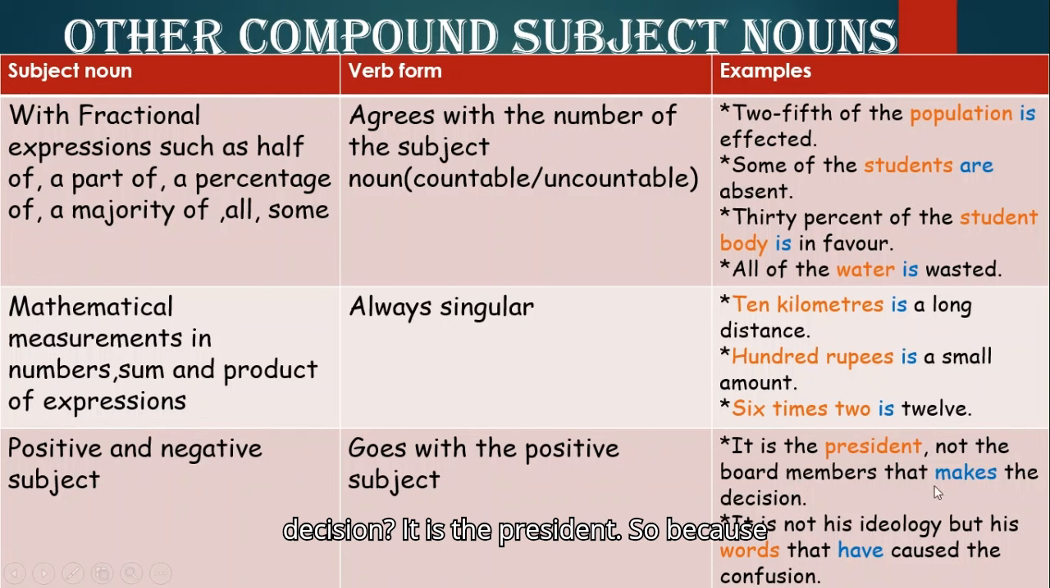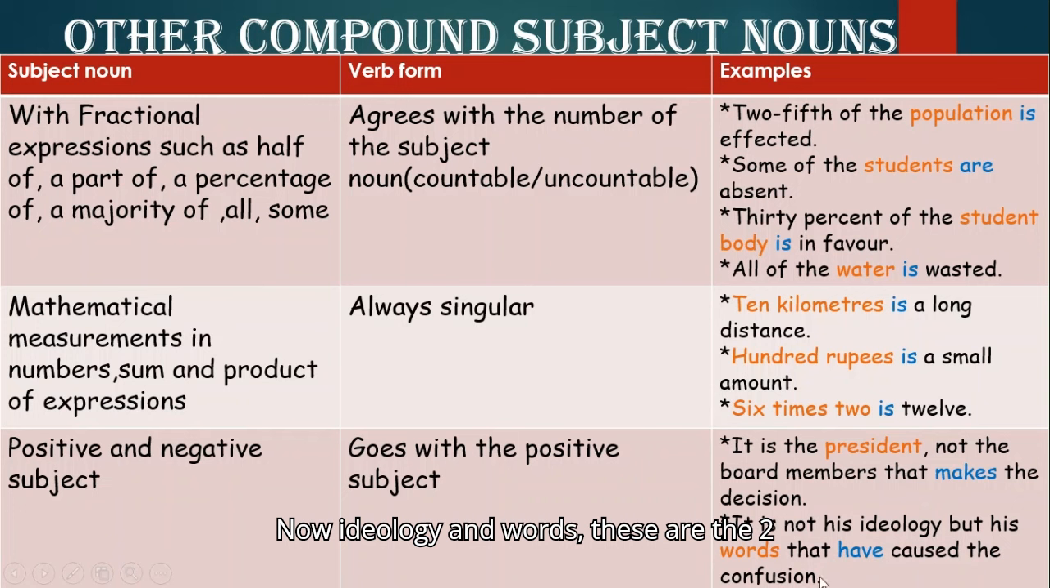So who's taking the decision? It is the president. So because the president is taking the action, the verb form follows the president. So hence it is singular. It is the president, not the board members, that makes the decision, not "make" the decision. Similarly, it is not his ideology but his words that have caused the confusion.